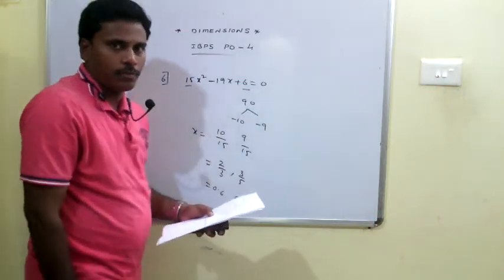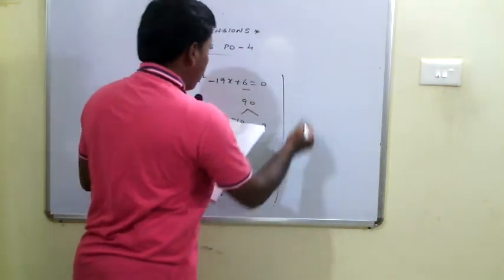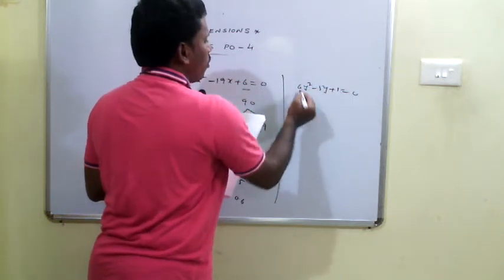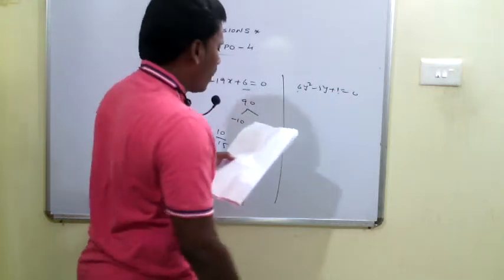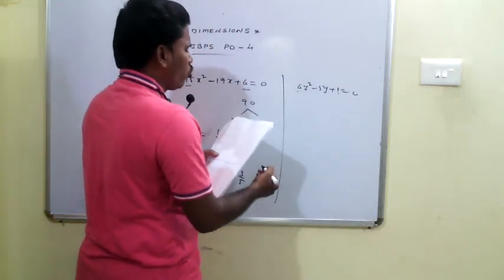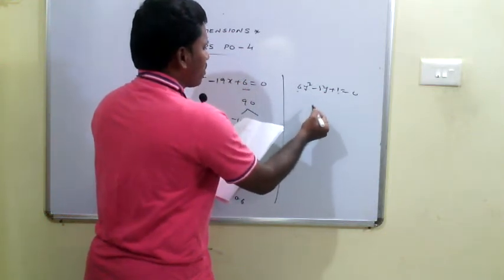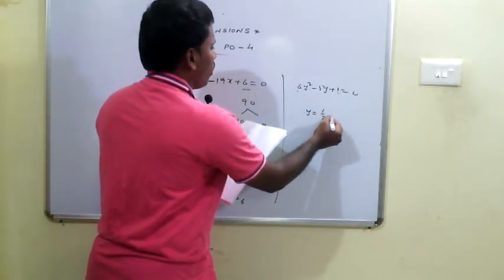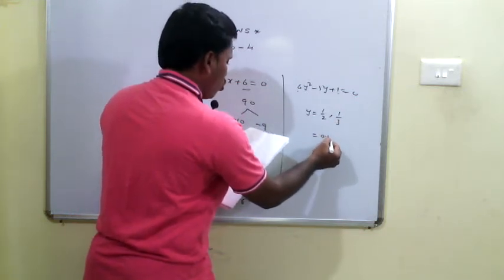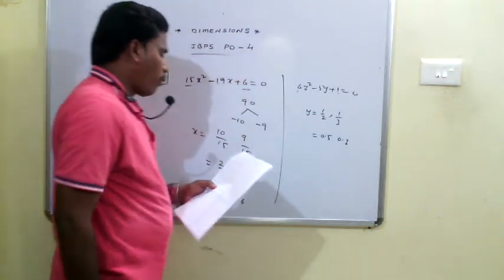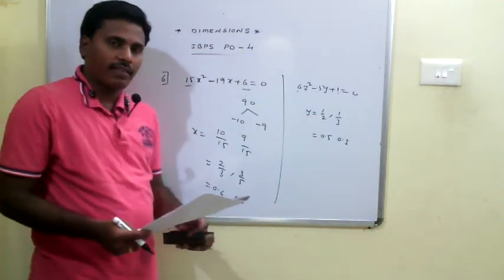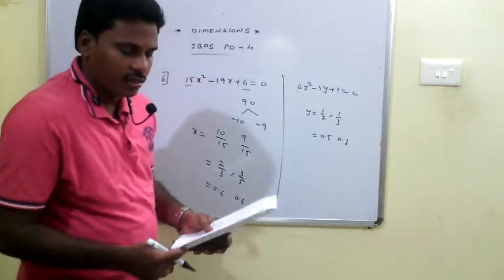If you simplify, 2 by 3 is approximately 0.6 and 3 by 5 is also approximately 0.6. Then coming to the second equation, 6y square minus 5y plus 1 equals 0. The product is 6, expressed as minus 2 into minus 3. So minus 2 by 6 and minus 3 by 6. On simplification, you will get the value of y as 1 by 2 comma 1 by 3. 1 by 2 is 0.5, 1 by 3 is 0.3. If you observe, both the values of y are less than x, and your answer is x greater than y.